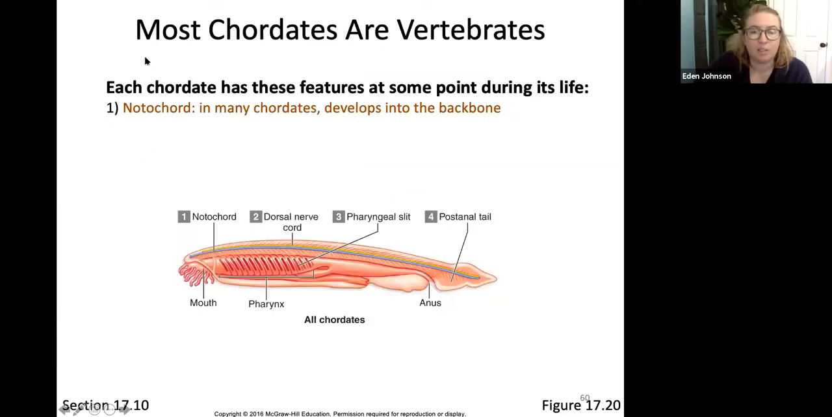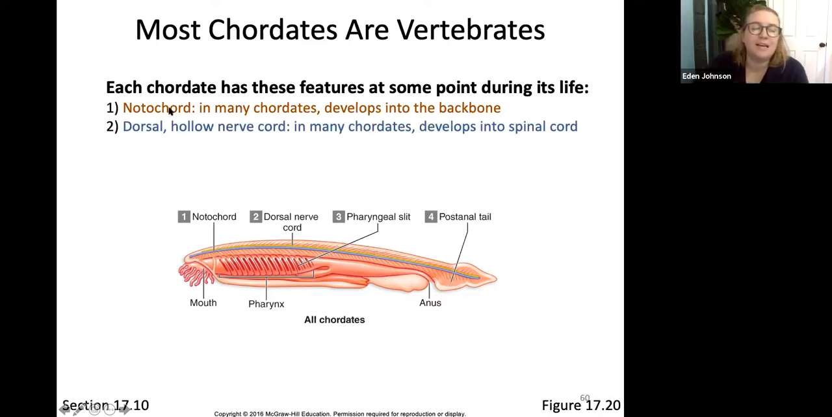So each chordate, no matter what kind, every single chordate, each has these features at some point during its life. So first, it's got a notochord, and in many chordates, this is going to develop into the backbone. So here is your notochord in blue, extends the entire length of the back of this organism.